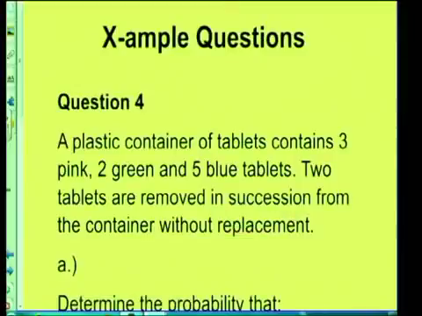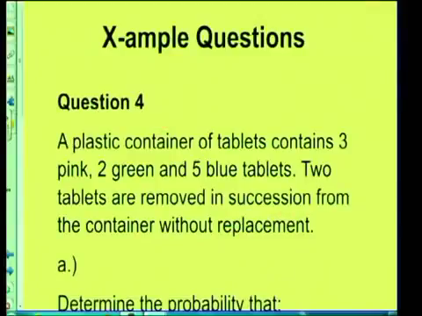Welcome back. We are going to look at our next question. And as you can see, it's talking about a plastic container of tablets that contains 3 pink, 2 green, and 5 blue tablets. So they're saying, here's my container inside of those tablets. And it says to me, 2 tablets are removed successively without being replaced. So I'm going to put my hand in, pull out a tablet, eat it. Then put my hand in, pull out a tablet, and eat it. But I'm not putting it back.